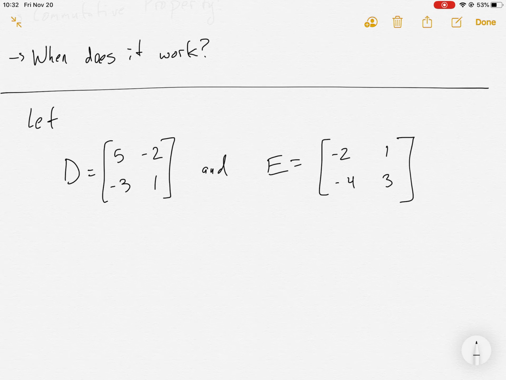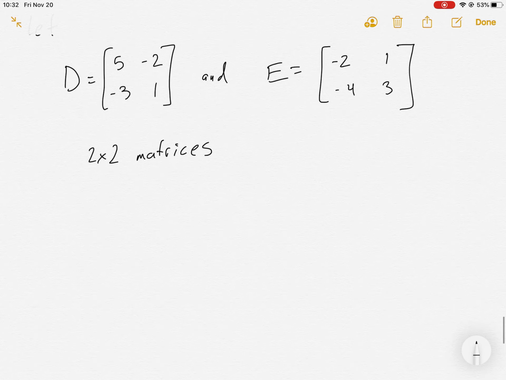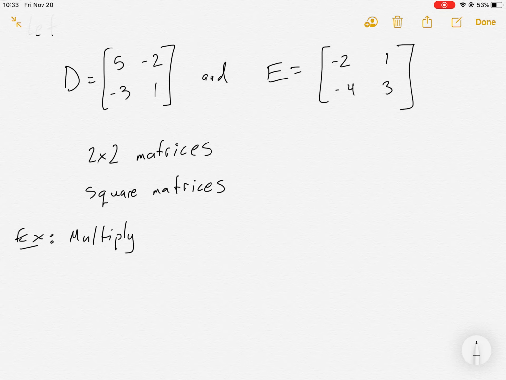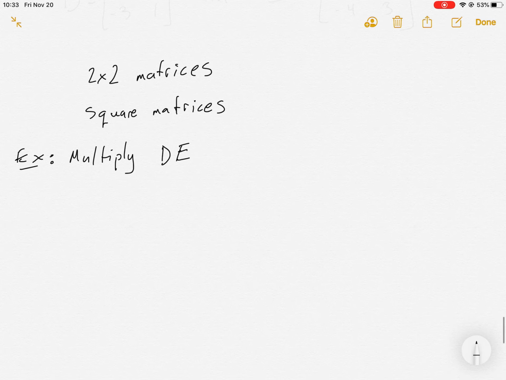So notice both of these matrices are 2 by 2. And actually, just to review one of the other vocab words, they're both square matrices because the number of rows equals the number of columns. Okay, so here we go. Let's get straight into an example of how to multiply these matrices. So we'll do D times E to start with.